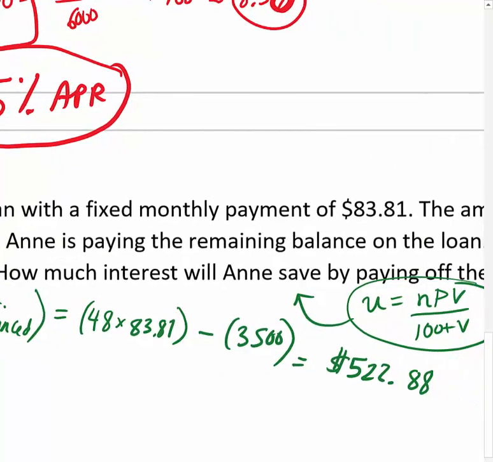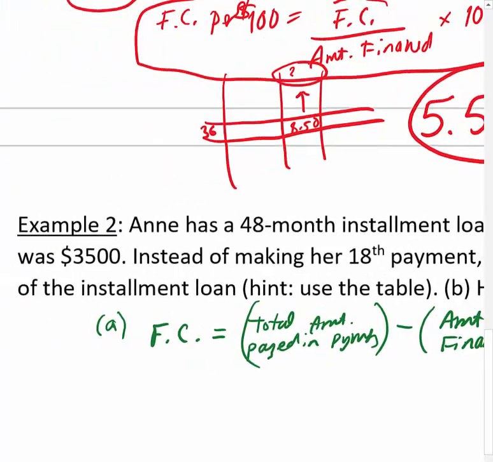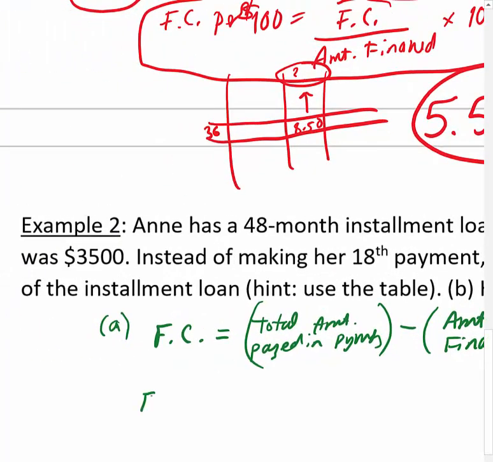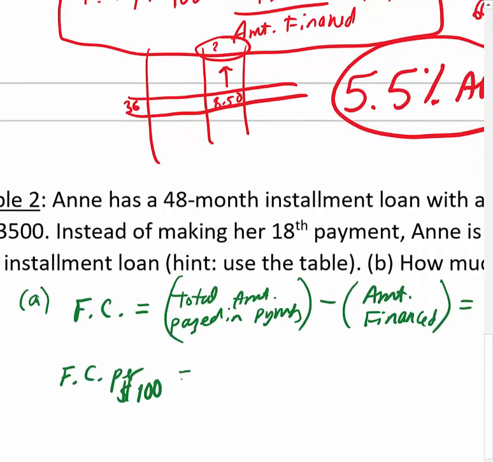Because in order to find the APR, you have to use the table. In order to use the table, you need to know the finance charge per $100. In order to find the finance charge per $100, you have to find the finance charge. So it's all these steps just to find the APR. All right, now that we have the finance charge, we're ready for the finance charge per $100.